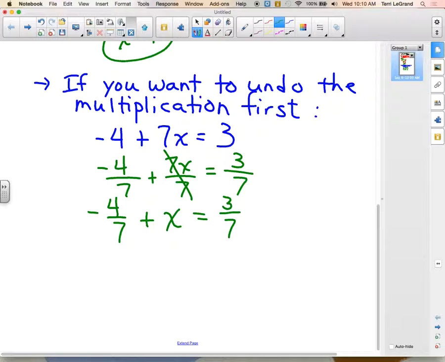So, everybody still with me? What do we do next? Add negative 4/7? Yep. No, we add the opposite of negative 4/7, which is positive 4/7. So we're going to add 4/7 to both sides. By the way, when you add or subtract, you only do that once on each side. Silly as it is, but that's how it is.